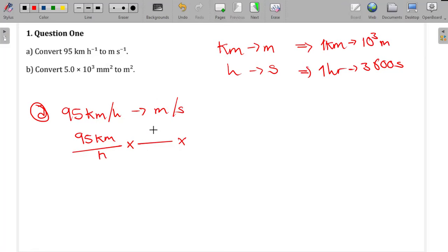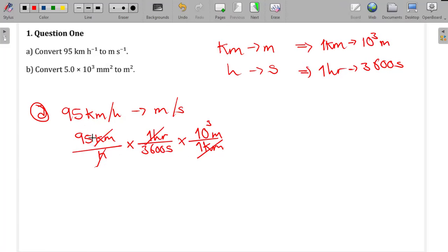So when it comes to hours, we know we have 1 hour here, which is equal to 3,600 seconds. Whilst the kilometer here will now be a denominator, multiplied by the number of meters, which is 10 to the power 3 meters. So the kilometer is going to cancel out with that kilometer, and that hour is living together with that hour. So what are we remaining with?